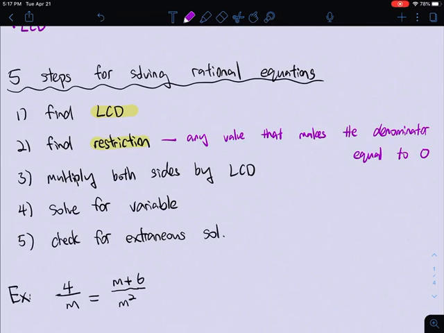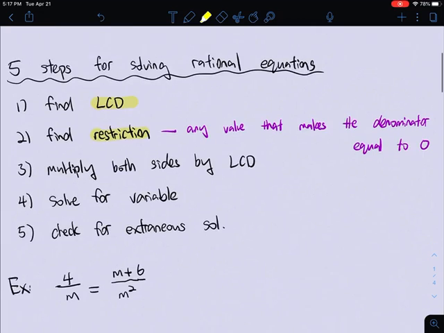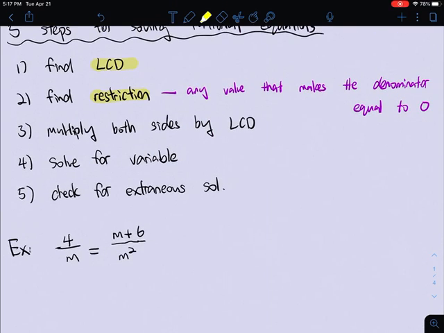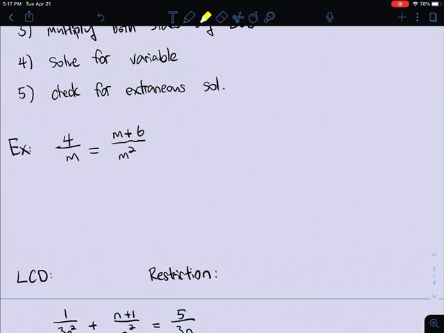And then step 3, multiply both sides by what's called the LCD, least common denominator. Solve for the variable is step 4, and then step 5, check for extraneous solutions. Step 5, we won't really talk about too much today, but it'll be more for next time. But let's just go ahead and go through a few examples. I think all the steps will make sense once we do some examples.